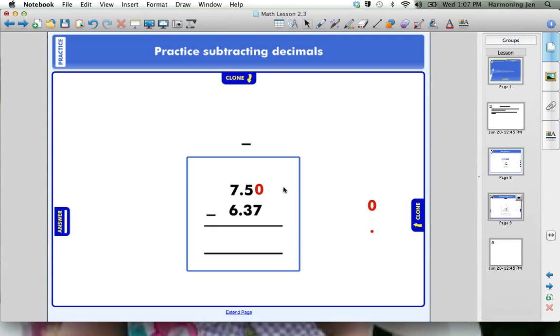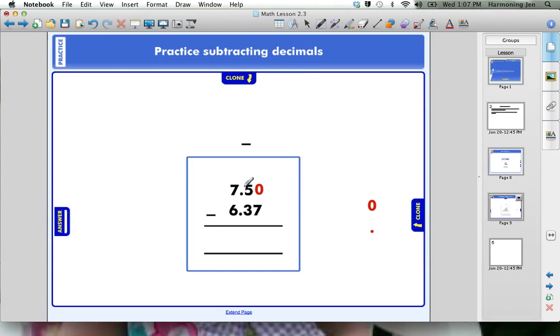Well, again, we have that problem. We've got 0 minus 7. We can't do that. You cannot take 7 away from 0. And I cannot just drop the 7 down to the bottom. I must subtract. So in this case, I'm going to have to do some borrowing and trading again.